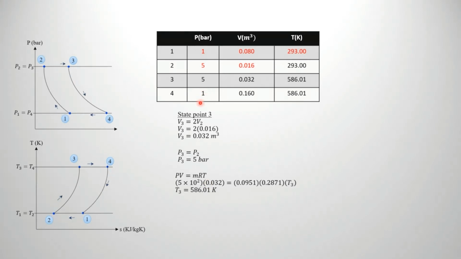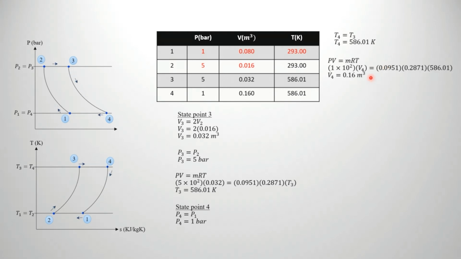The pressures at 1 and 4 are the same. So you've got the pressure and you have got the temperature. Use the ideal gas law to find this volume here. It's 0.16 m³.